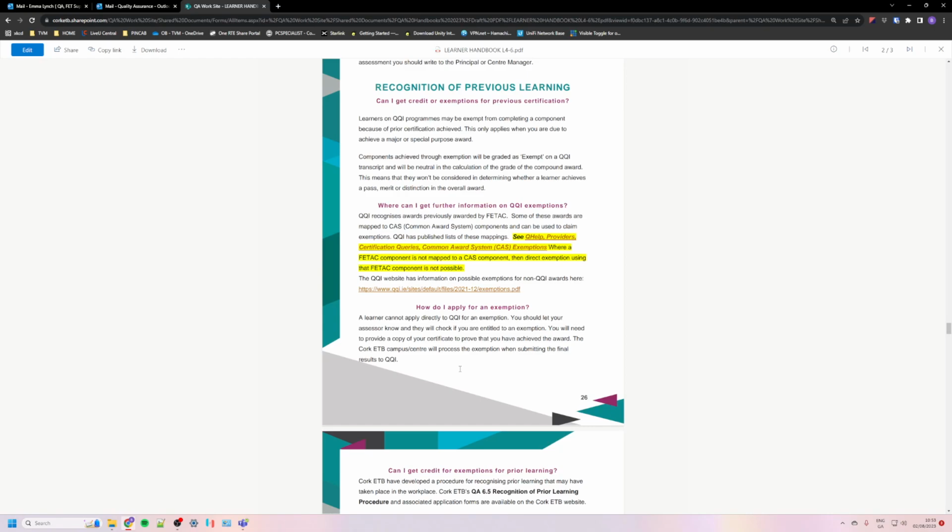Cork ETB have also developed this procedure for recognising prior learning that may have taken place in the workplace. Cork ETB's recognition of prior learning procedure and associated application forms are available on the Cork ETB website.